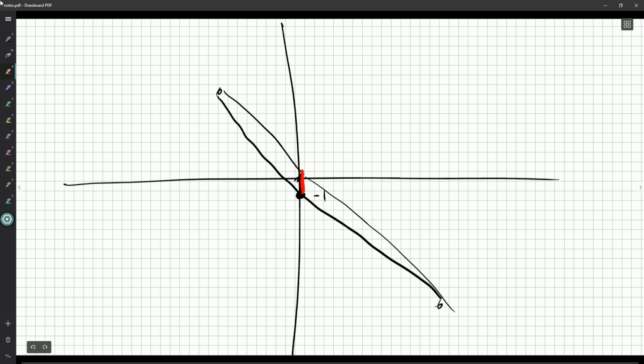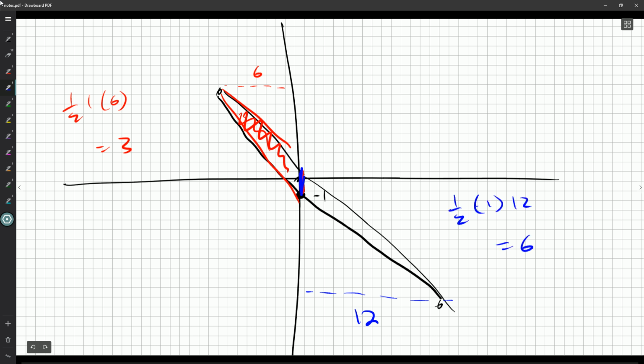So for this triangle here, it's 1 and then a height of 6. So the area of this triangle is 1/2 times 1 times 6, or 3. Very small triangle. And then over here, it's a base of 1, and then our height, such as it is, you go over by 12. So 1/2 times 1 times 12. So this triangle over here has an area of 6. So in total, the area is 9. And there we go. A nice little area of 9.